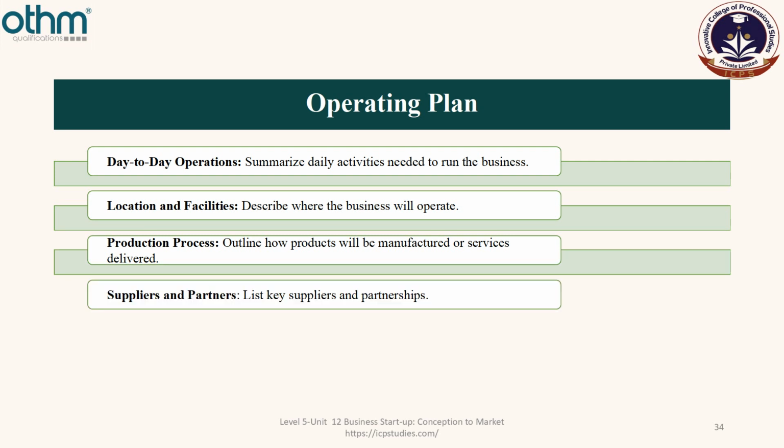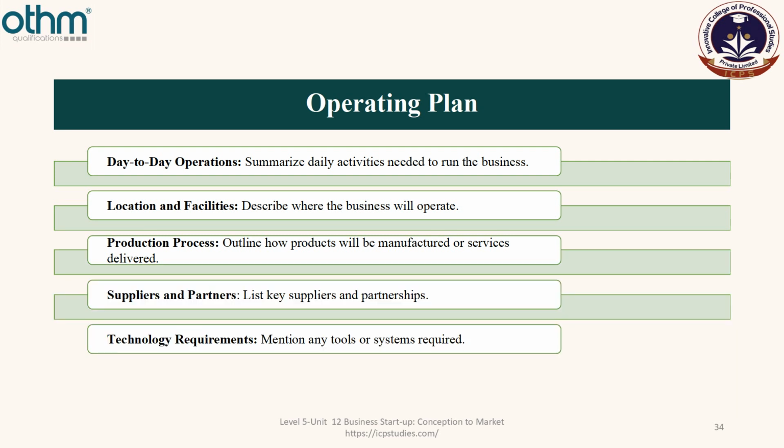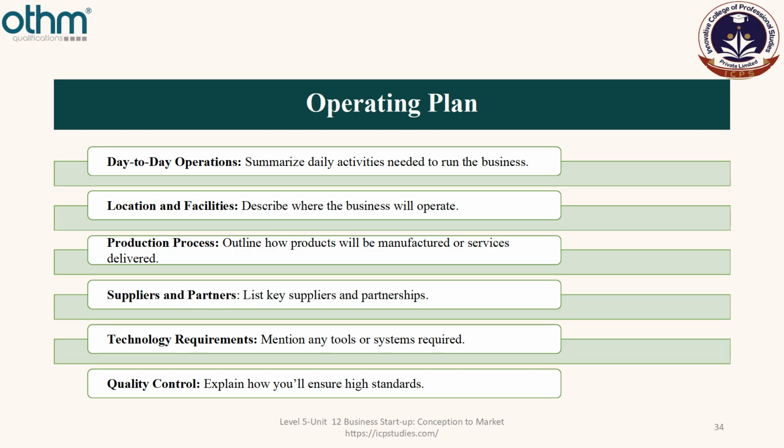Then we have suppliers and partners, which list key suppliers and partnerships. Then we have technology requirements, which mention any tools or systems that are required. And at last, we have quality control, which explains how you will ensure high standards.